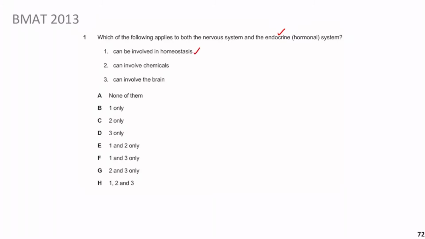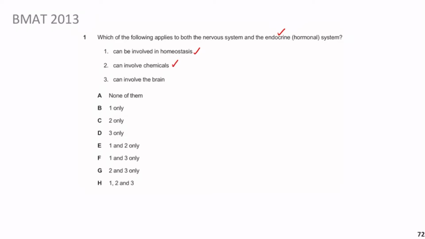And the next one says they can involve chemicals. Firstly, hormones are all chemicals. So that's true. And the nervous system is mainly electrical, but remember, the communication between neurons is chemical through neurotransmitters. So this one's also true. And then the last one, can involve the brain. The nervous system, that's clearly the brain, isn't it? The central nervous system is part of the brain. Can the endocrine system involve the brain? This is true, guys.